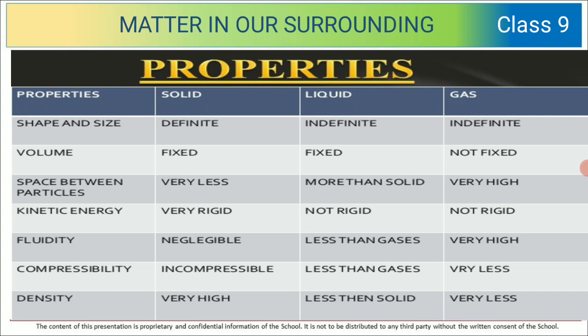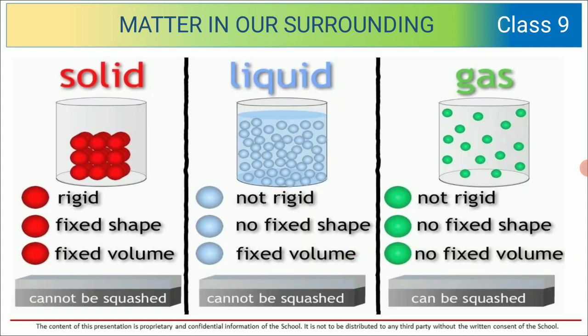Compressibility: solids are completely incompressible. In liquids it is less than gas, and in gas it is very high. Density: for solids it is very high. For liquid it is less than solid, and for gas it is very less.